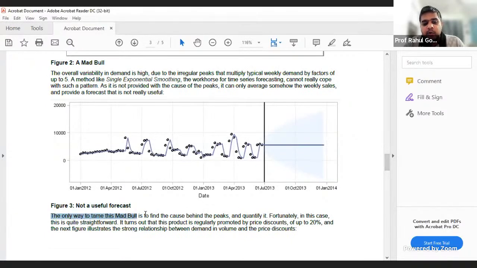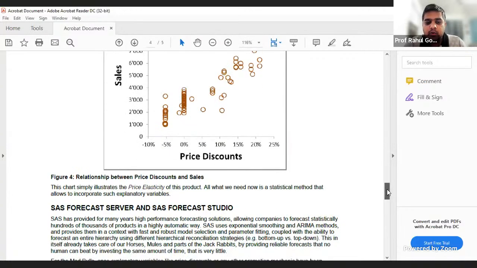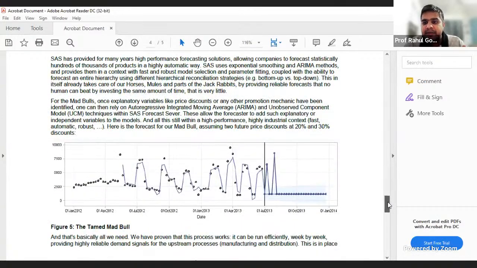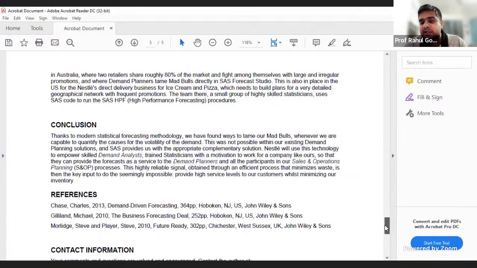See this comment: the only way to tame this mad bull is to find the cause behind this peak and quantify it. And fortunately, in this case, this is quite straightforward. It turns out that this product is regularly promoted by price discounts of up to 20%, and there's a strong correlation between demand and the price discount. So they were able to find out why this product shows recurring spikes and troughs in the demand. When they linked this price discounting with the demand, they were able to explain the spike. Otherwise, previously they were simply getting a straight line. So with the help of this predictive analytics, they're able to do better forecasting for their mad bulls.